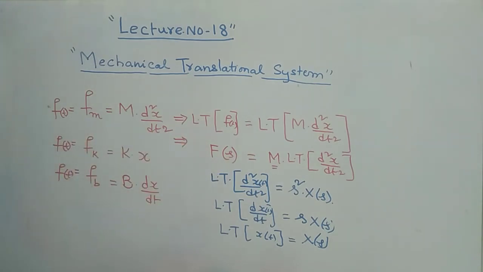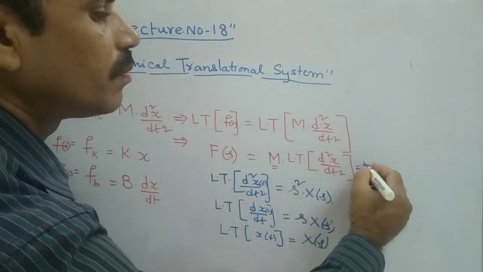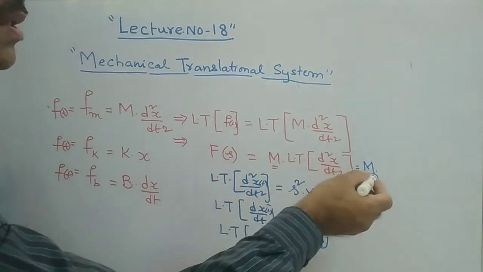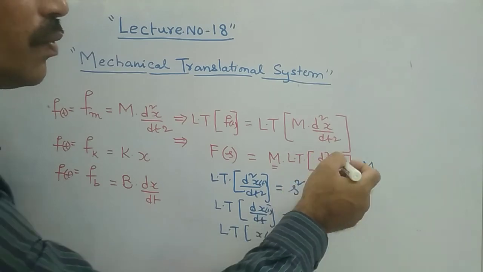Therefore, this implies, is it not? Now this implies what it will be? F of s is equal to m, m is the constant. Then you now tell me, L of t of d square x by dt square, how does it become?